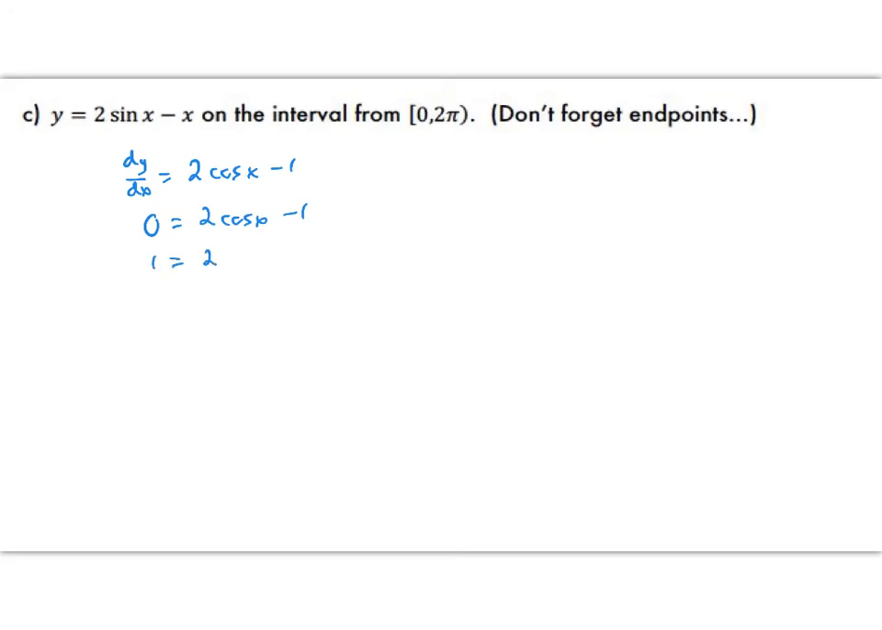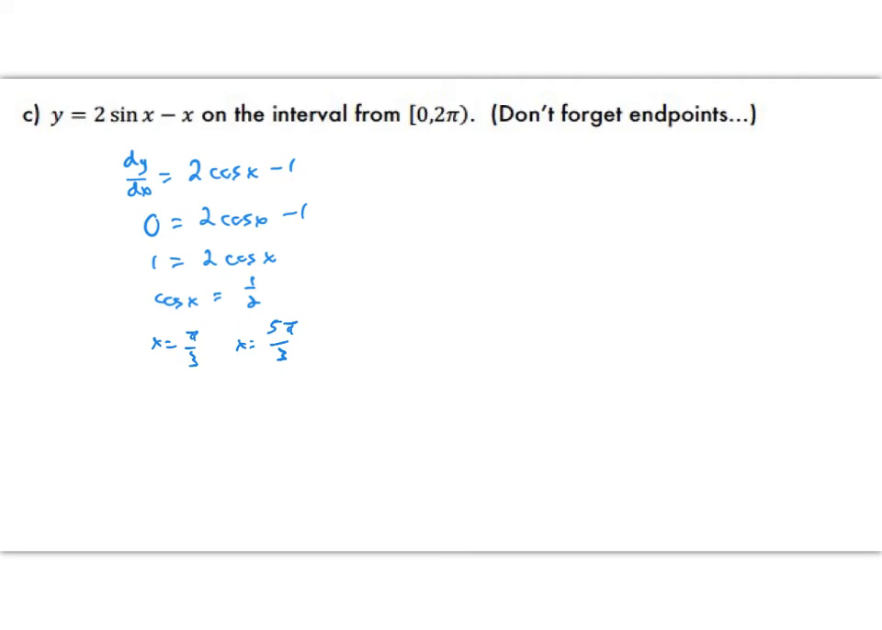And this could get real interesting in a hurry. Cosine of x is 1/2. Okay, so now I need to stop and think about what angles in that first trip around the unit circle have a cosine of 1/2. And one of those angles is pi over 3, and the other one is going to be 5 pi over 3.